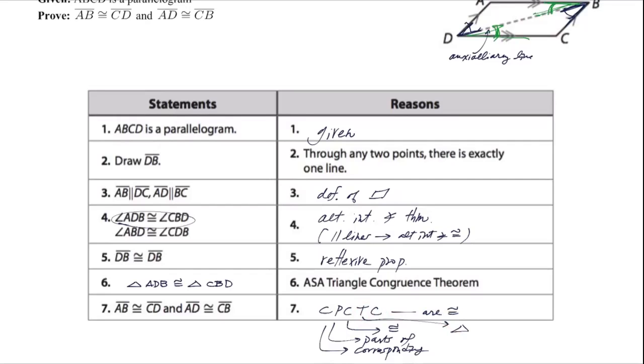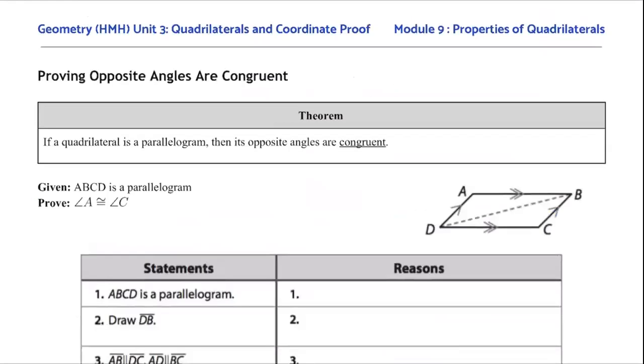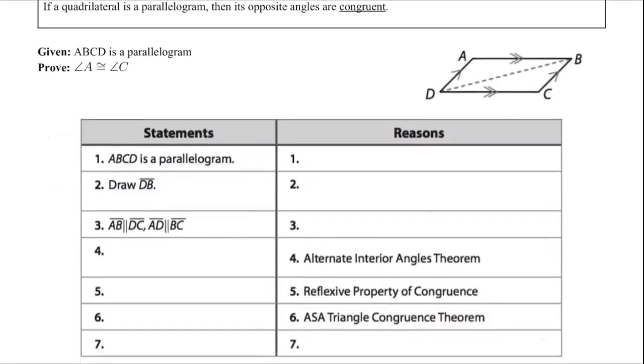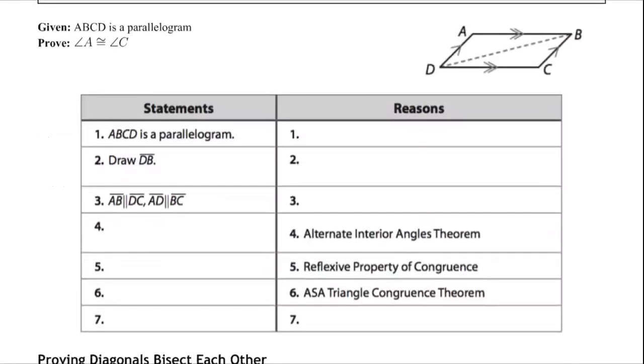How about the next one? We are going to try to prove that the opposite angles are congruent. The theorem says if a quadrilateral is a parallelogram, then the opposite angles are congruent. So we have something similar going on over here, guys, and let's take a look. Because this is a guided proof, I'll let you work on this on your own.